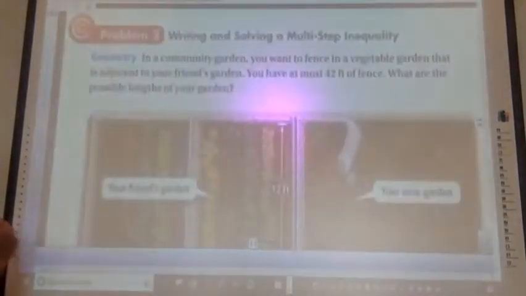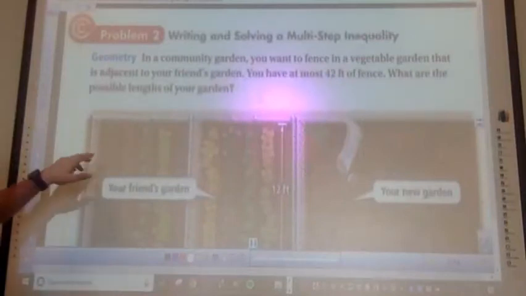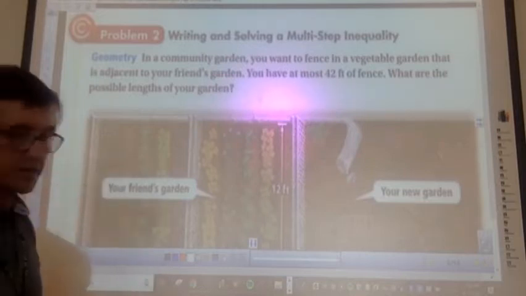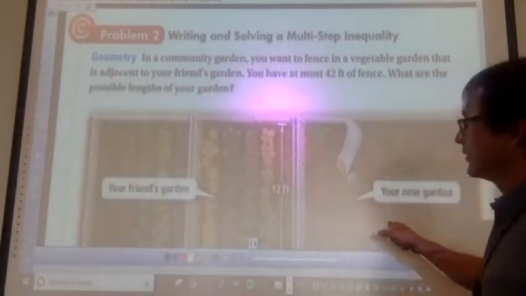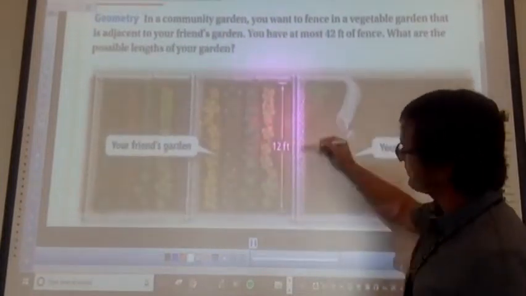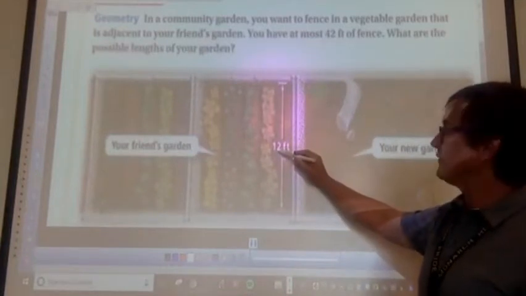Okay, so next one. Story problem fun. We're in a community garden. You want to fence in a vegetable garden that is adjacent to your friends'. So the right side is your garden. Notice that the fences are doubled up here in the middle. This right here in the middle says 12 feet, if you can't read it.